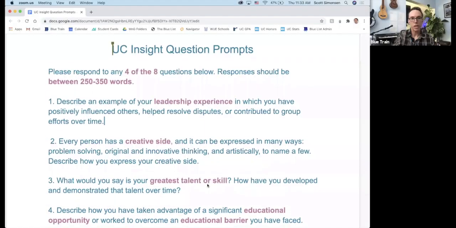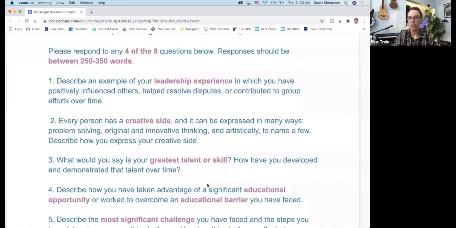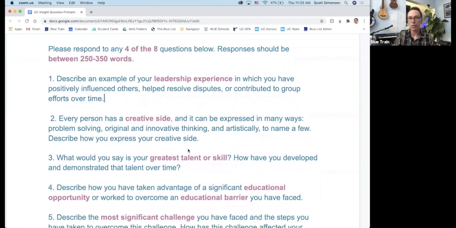So let's jump to the next one, which is: every person has a creative side, and it can be expressed in many ways. Problem solving, original innovative thinking, and artistically, to name a few. Describe how you express your creative side.